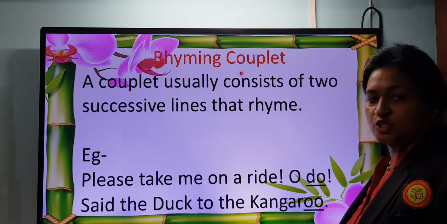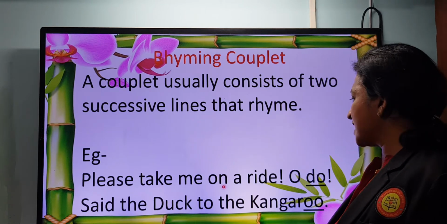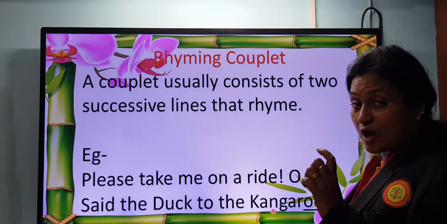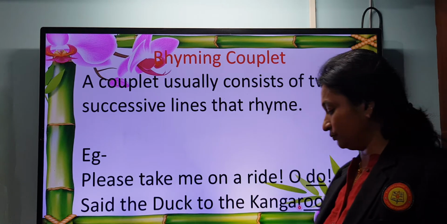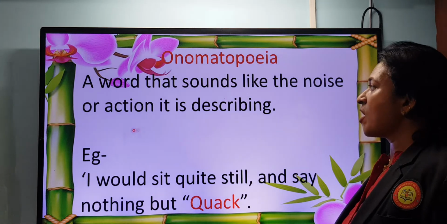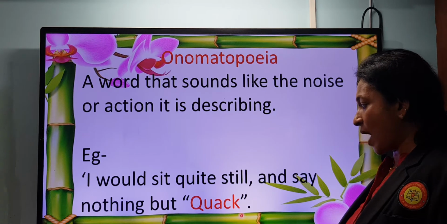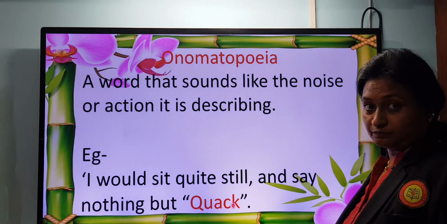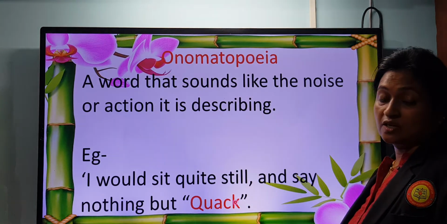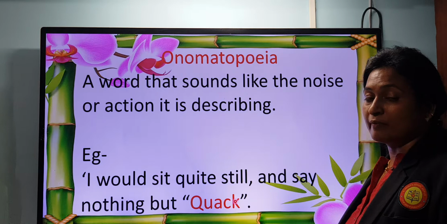Rhyming couplet: couplet means two. A couplet usually consists of two successive lines that rhyme. Please take me on a ride, oh do, said the duck to the kangaroo. So see the sound, do and roo. Onomatopoeia: a word that sounds like the noise or action it is describing. I would sit quite still and say nothing but quack. Here, quack is a word, a sound for a creature like a duck. So whenever you have such words, we can put it in onomatopoeia.